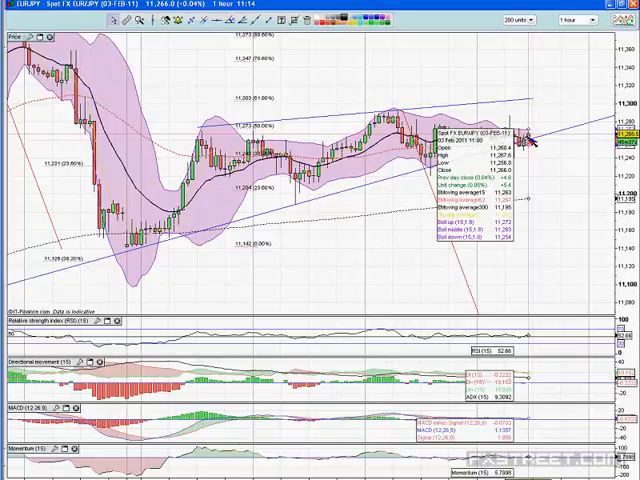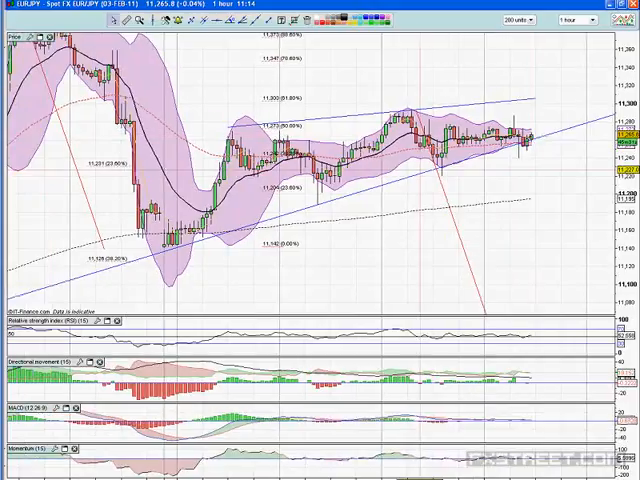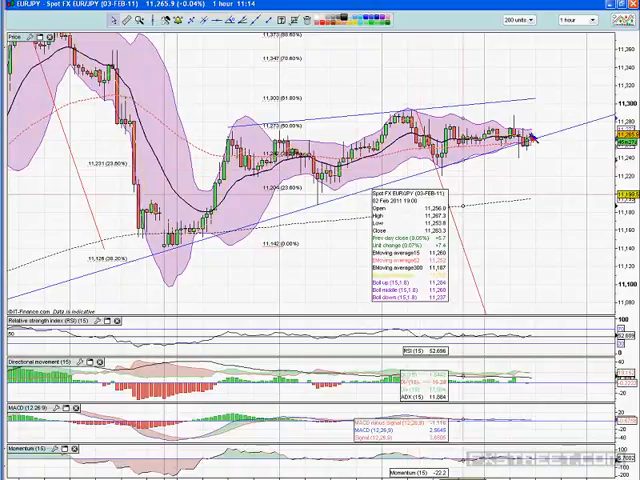We know that sooner or later we're going to get an impulsive breakout in one direction or the other. And be very careful when she breaks, because a lot of the time the first break is a false break on Bollingers. So I'm looking for this trend line break.